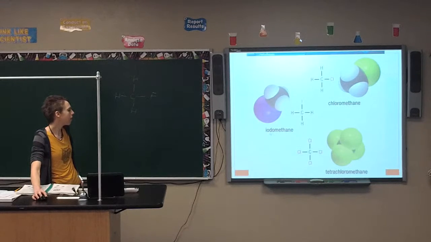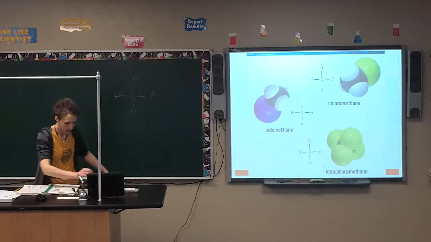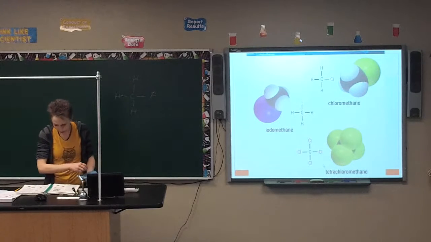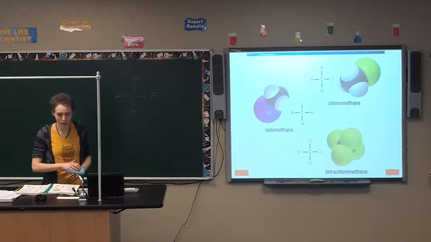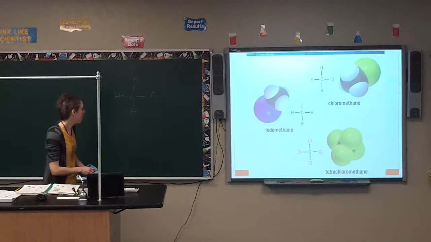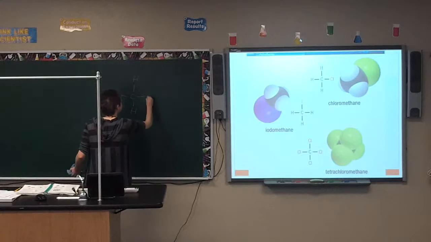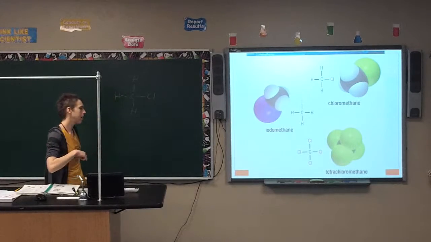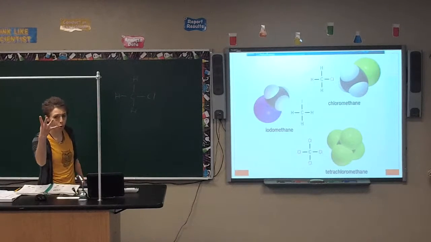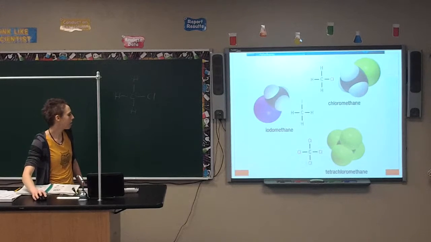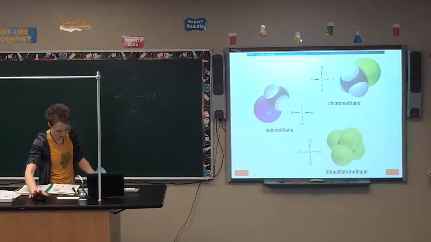This one has iodine up here, so it's iodomethane, because it has iodine. This one has 4 chlorines swapped out for it. Your book points this out as well, that we put a prefix in front of them to say how many have been swapped out. So instead of just calling it chloromethane, we call that particular one tetrachloromethane, because there's 4 chlorines.